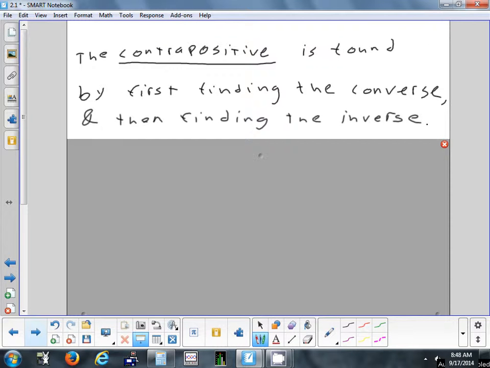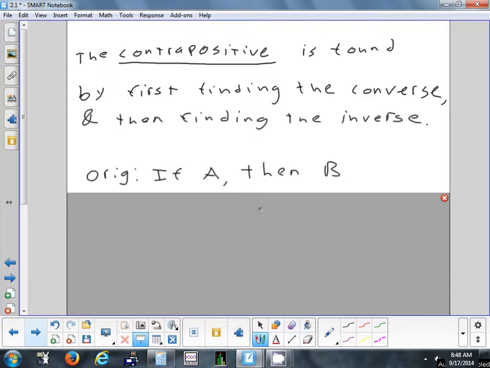And the third way that we can rewrite a statement. So we've got converse, inverse, the contrapositive. The contrapositive of a statement is basically found by doing the other two transformations of the sentence together. First find the converse, then take that and find the inverse. So you just do both of them at the same time. And that's the contrapositive.